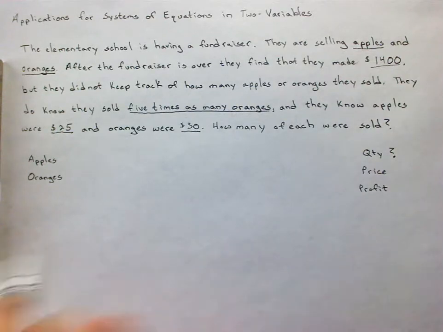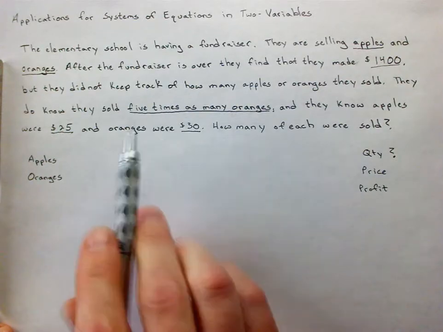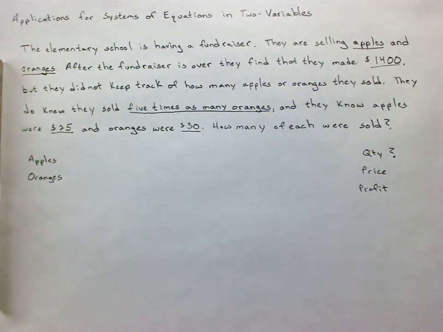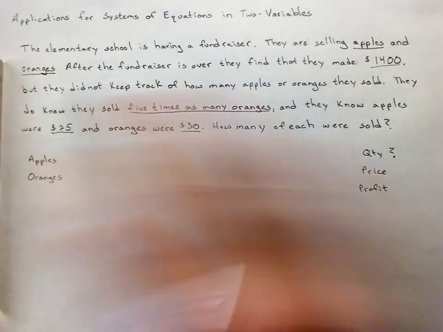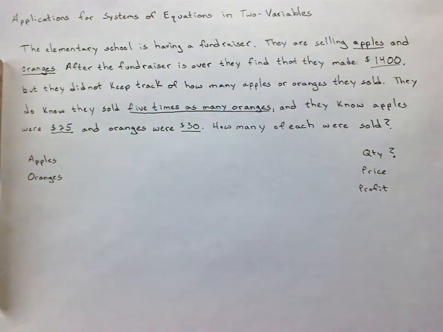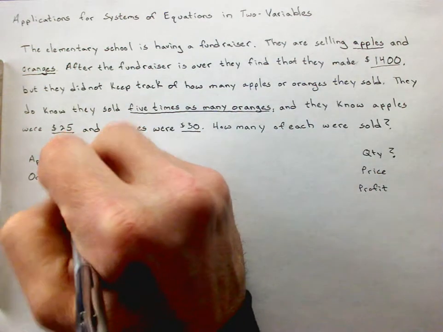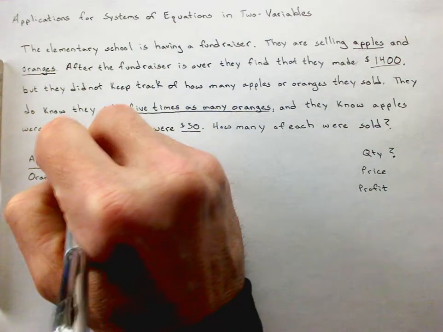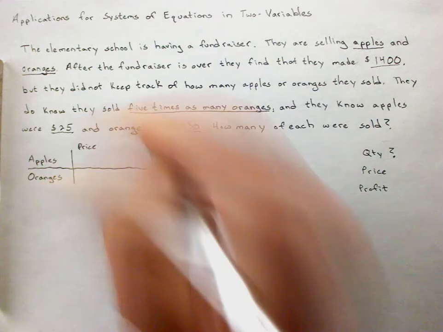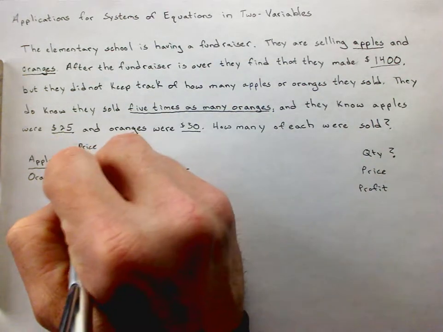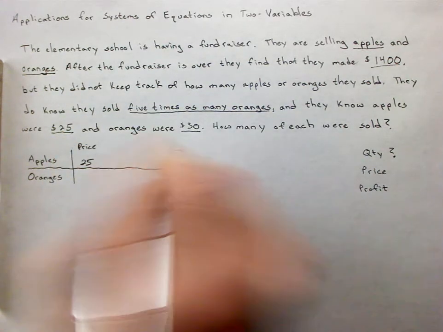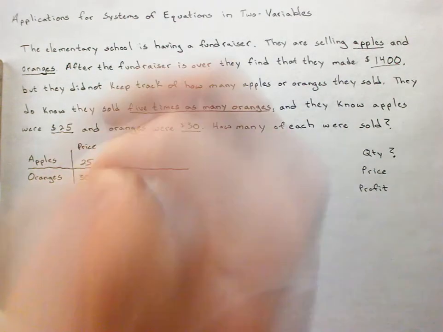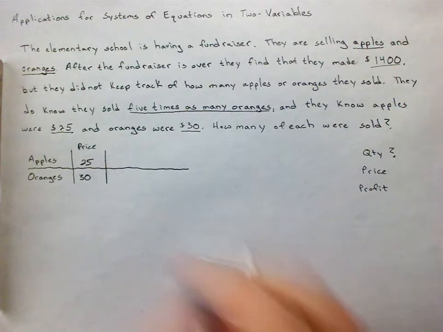So let me get my information, because to me, this is just a lot of writing. It makes everything busy. So I want to simplify everything. So I'll do price. Apples were $25. Oranges were 30. And then let's see, quantity.